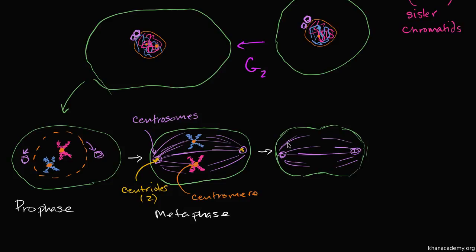And this one is going to be getting one of the blue chromatids to pull towards it, or to move towards it. So let me draw that. So this is one blue chromatid right over here. And this one is going to be pulling the other blue chromatid towards it. And same thing for the magenta. So that one's being pulled that way, and this one is being pulled that way.